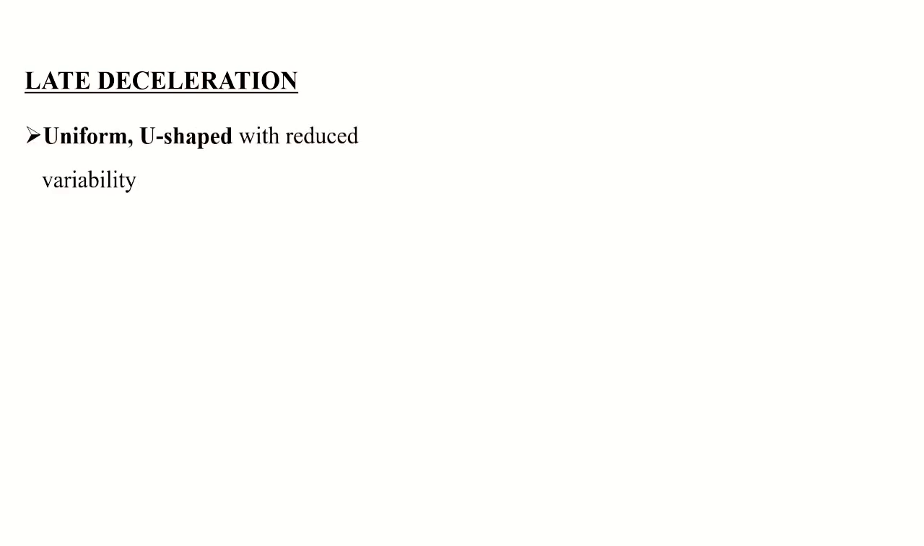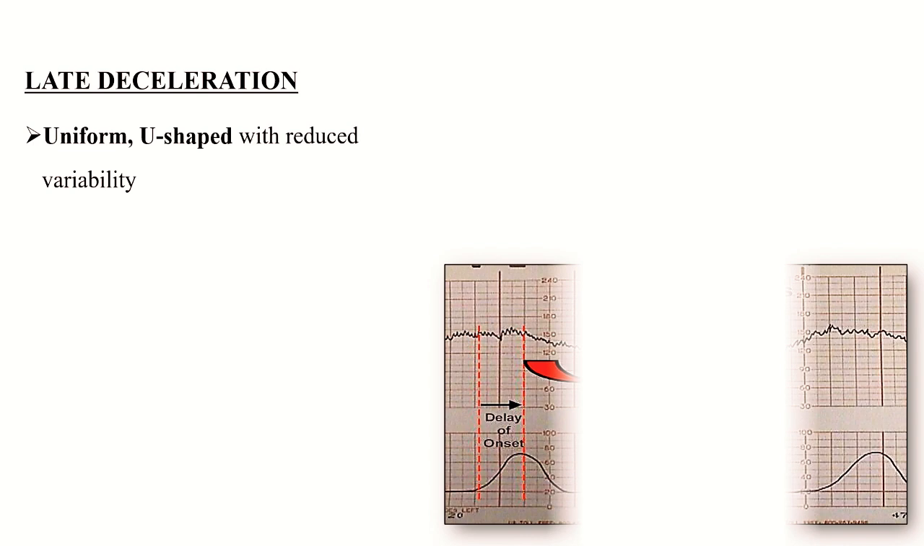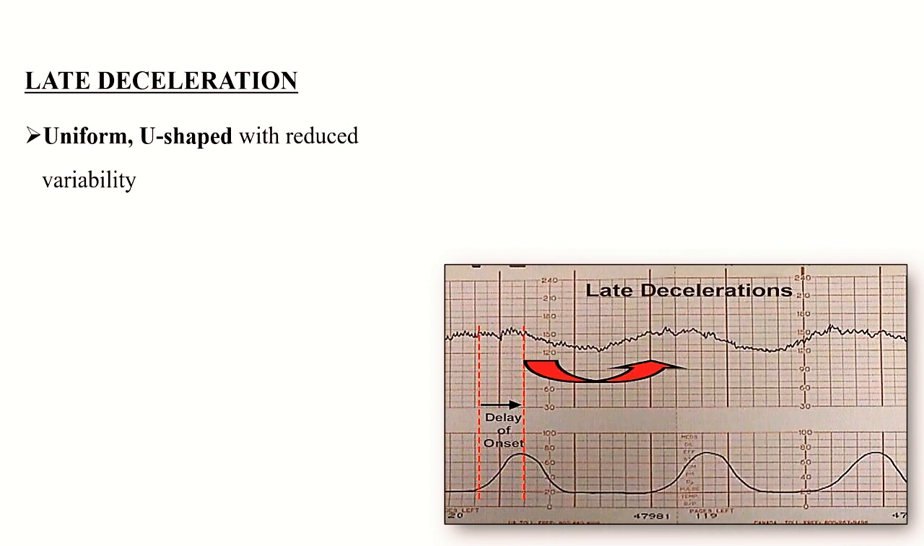Here the graph is uniform and U-shaped with a reduced variability of less than 5 beats per minute. This is a sample graph of late deceleration. As the term suggests, the decelerations are coming late as compared to the uterine contraction. As you can see here, the uterine contraction has come first, but the deceleration is coming somewhat later. They are not coming at the same time.